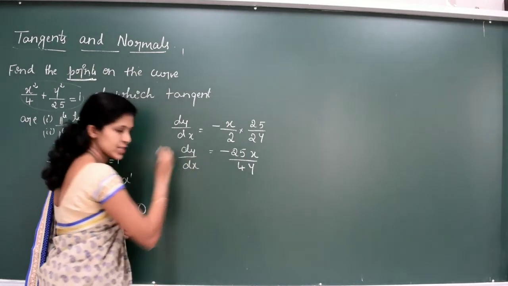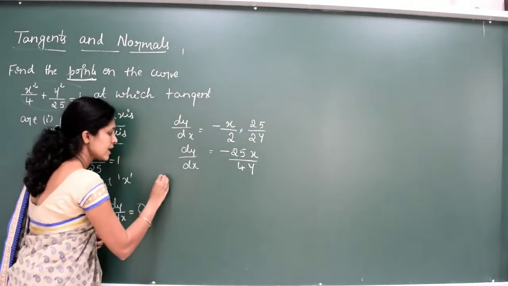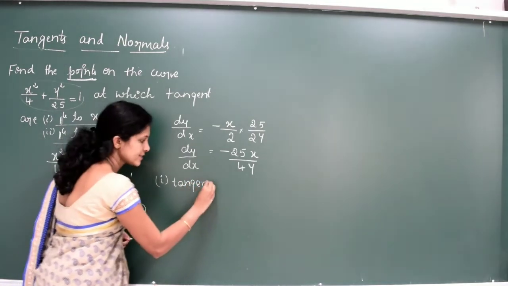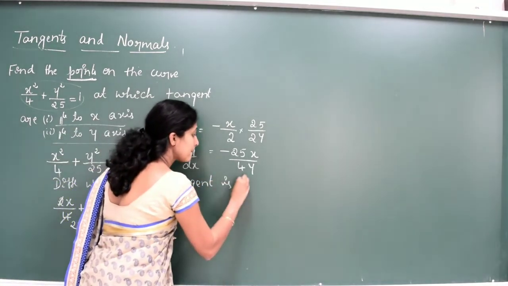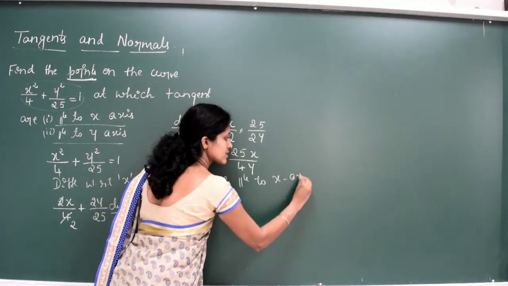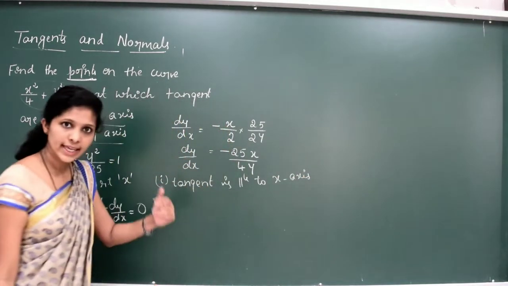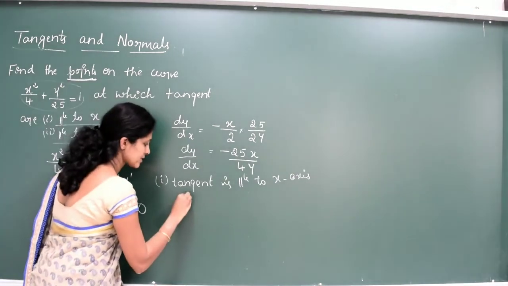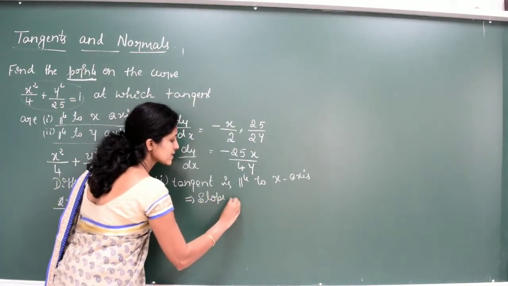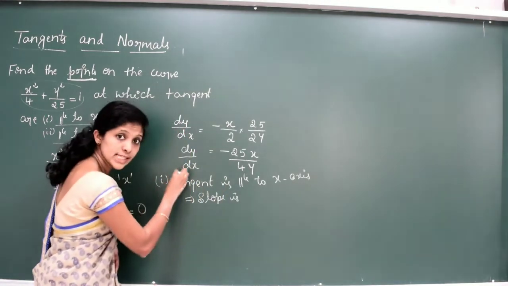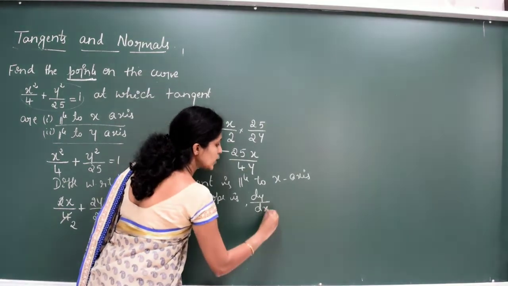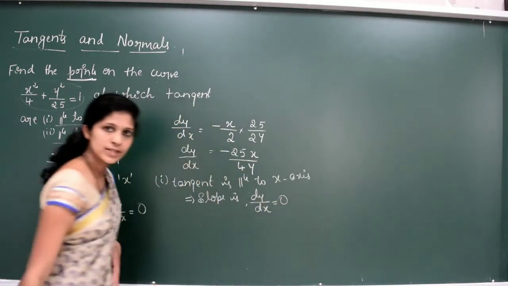Now we will see the conditions. First condition, the tangent is parallel to x axis. Since it is parallel to x axis, the slope will be equal to 0, right? Slope here means dy by dx. So dy by dx is equal to 0. Is it clear? Slope is equal to 0.